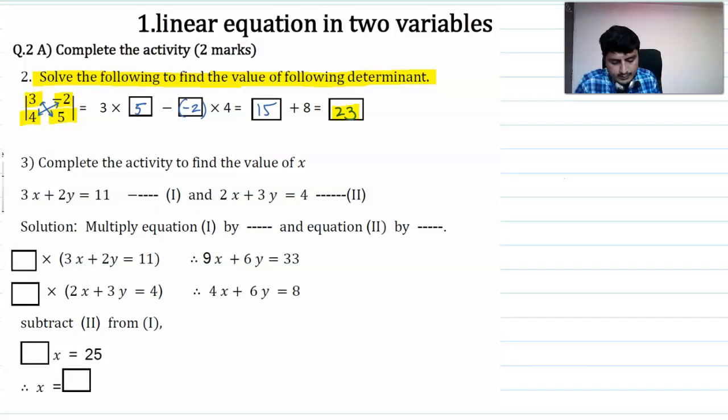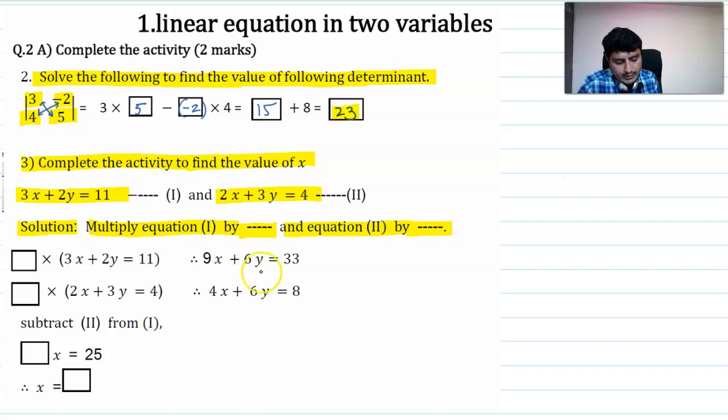Now look at the activity number 3. Complete the activity to find the value of x. We have given equation 1, 3x plus 2y is equal to 11, and equation 2, 2x plus 3y is equal to 4. So solution: multiply equation 1 by dash and equation 2 by dash.